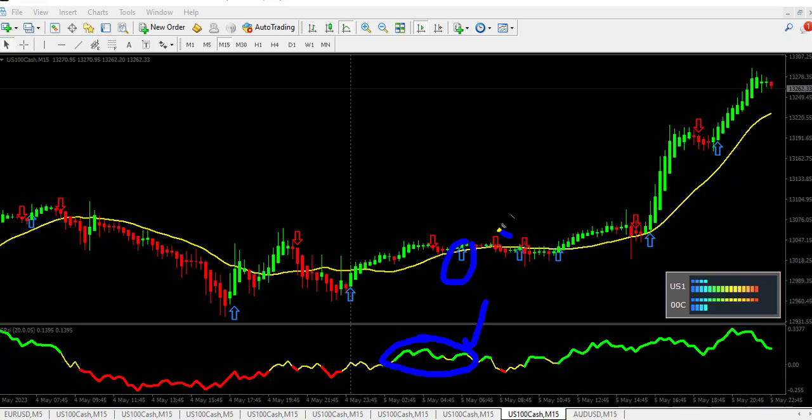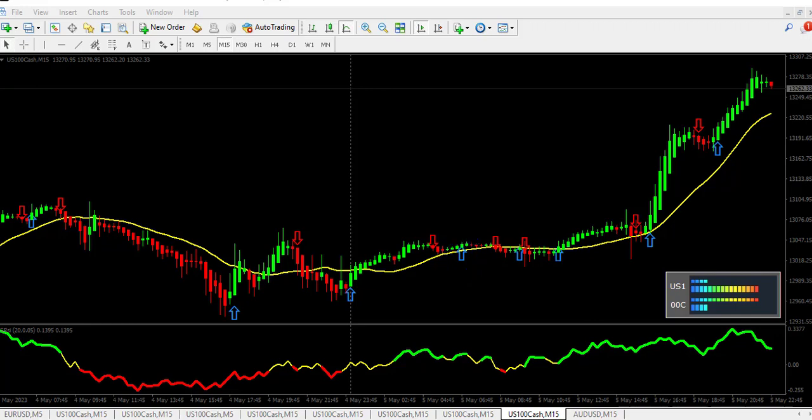And the 3rd condition is to see if the candle closes above the moving average, and here we have it, it did close above the moving average. And the last thing you have to check is this particular indicator, so that we will know the strength of each currency we are trading.